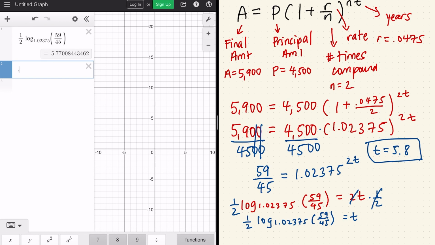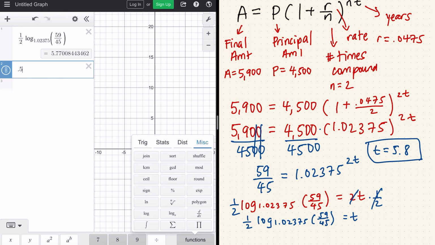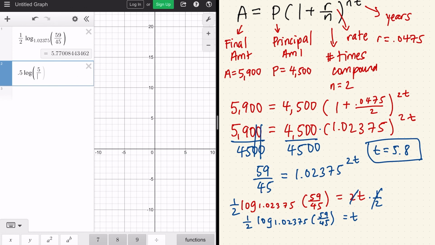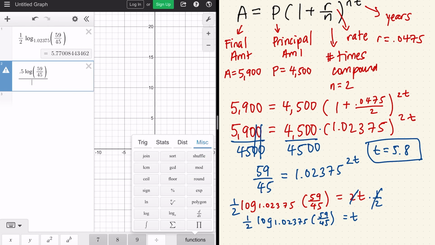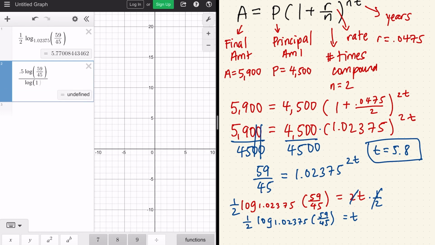So you would have to do, I'll use 0.5 instead of 1/2. You need to do 1/2 times log of 59 over 45. Make sure that you go over and then close it. Divided by log of 1.02375. Close it, and as you can see, you get the same answer. Right?